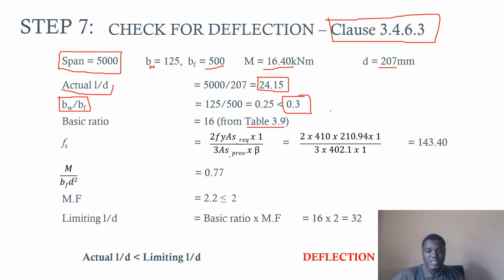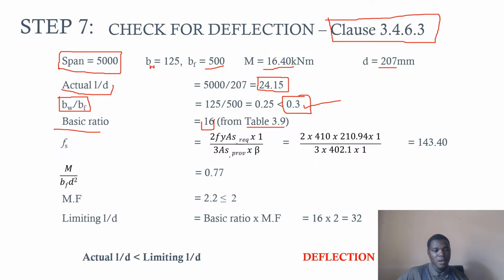I'm trying to explain, but not in a much more detailed form. You see it there. Because our BW over BF is less than 0.3, we can use the value of the table directly. That is the meaning. So from the table, the basic ratio for a flange beam, two things are involved in order to select the basic ratio. You need to know the continuity of your slab, the type of support, if it is simply supported, continuous, or cantilevered. So for a simply supported, the basic ratio is 16. So that's why we pick 16 from table 3.8.